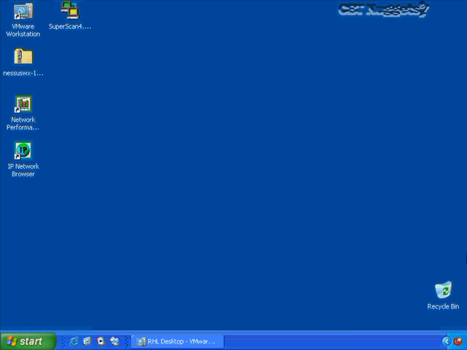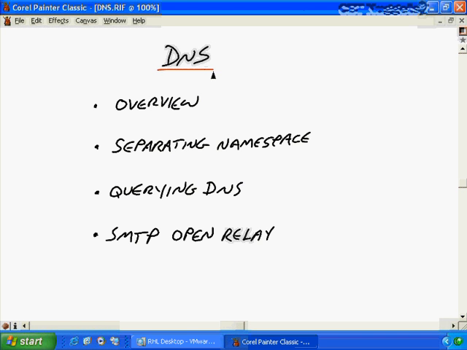DNS. In this nugget, we'll be discussing DNS, or the domain name system, or sometimes the domain name service or server, it doesn't matter, but typically we just call it DNS. In any case, we'll take a look at an overview of DNS, what its job is, how it does what it does, and how it uses referrals.